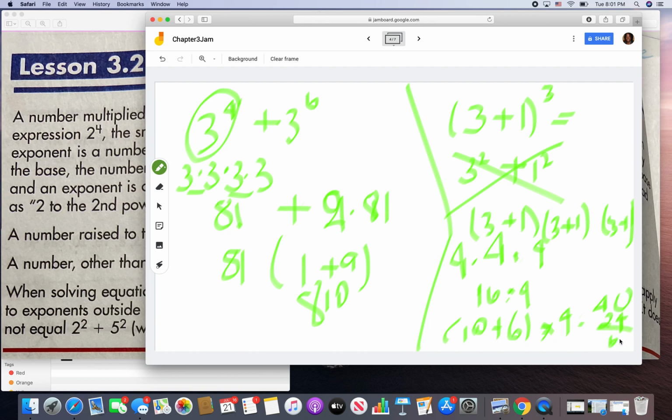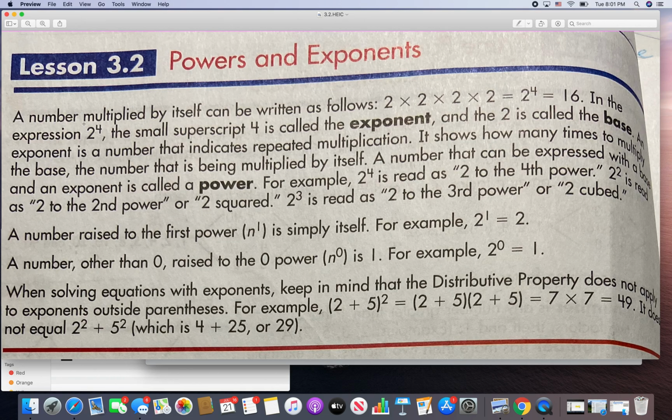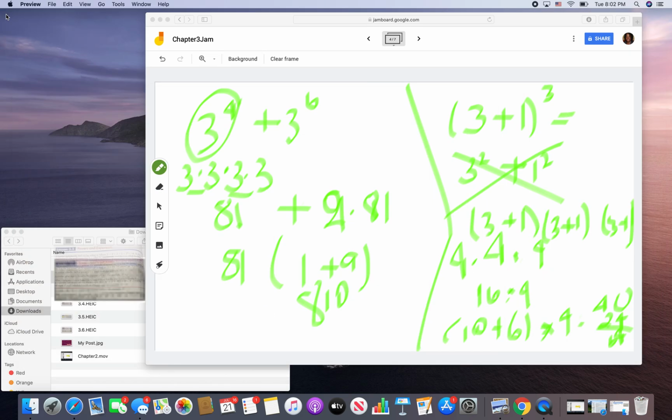Now you could use a calculator, but I could see that this term could be written as 10 and 6. I know anything times 10 is very easy to get, and I just multiplied it. That's not required, but that's just a little review in mental math. All right, so that's 3.2. Try those problems at the bottom. I think you should be able to do them now.